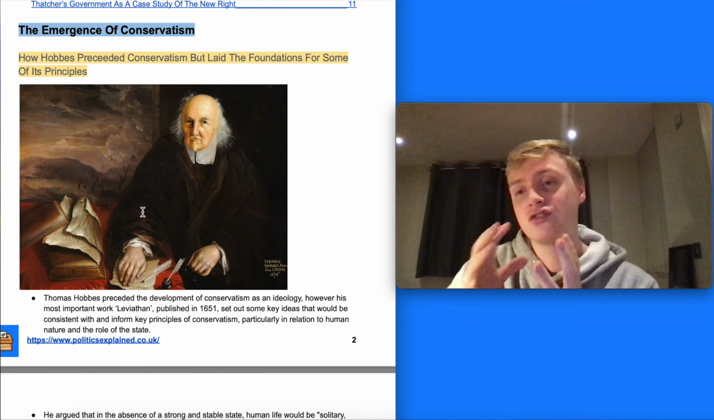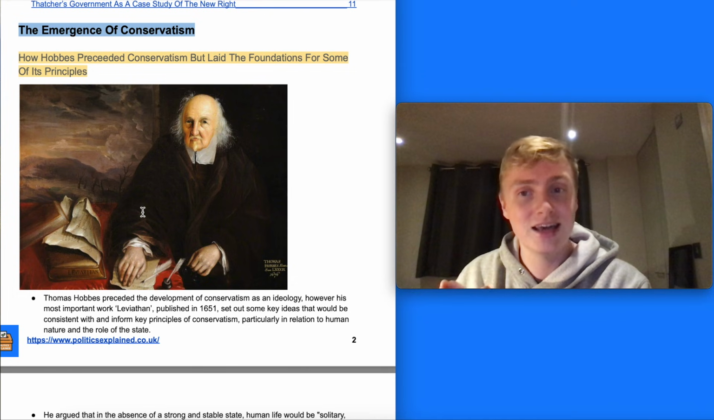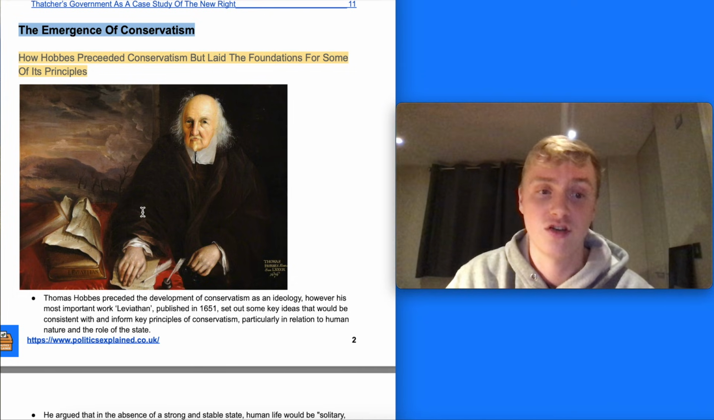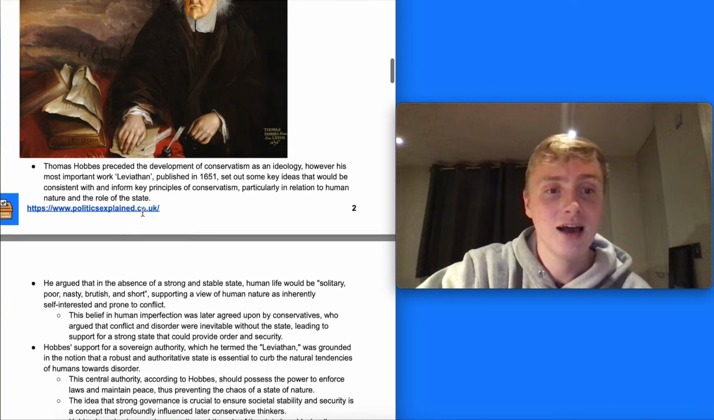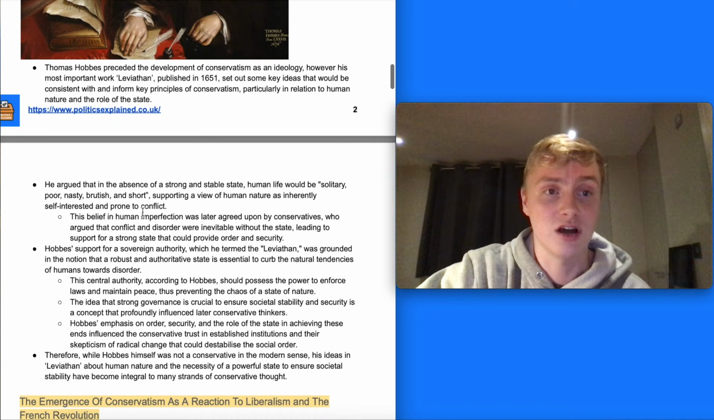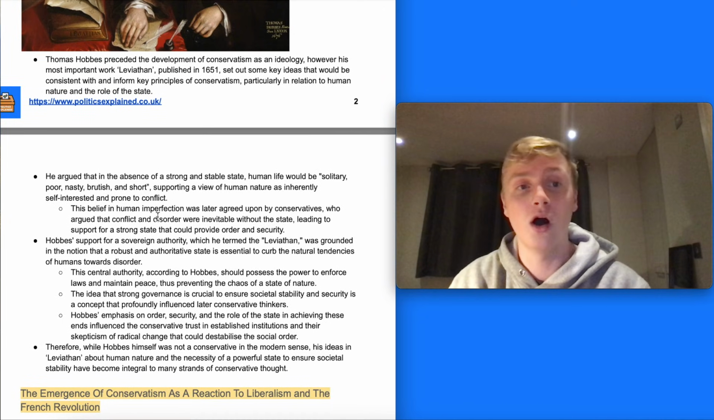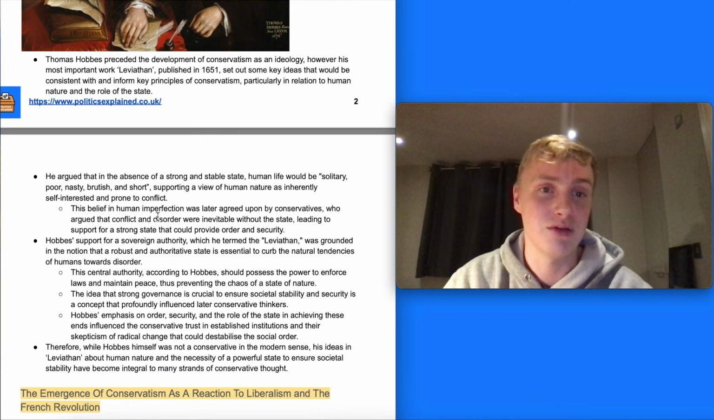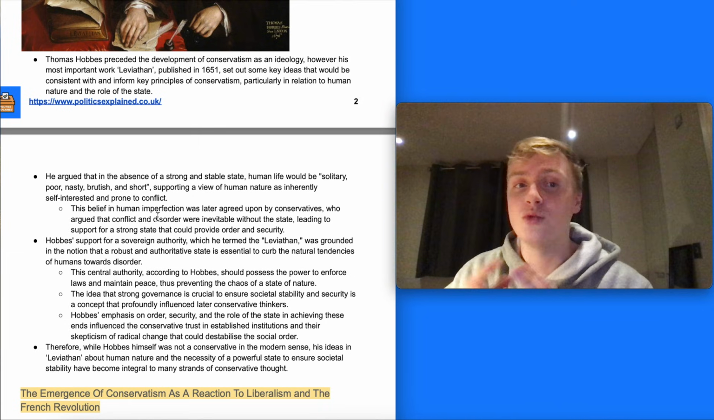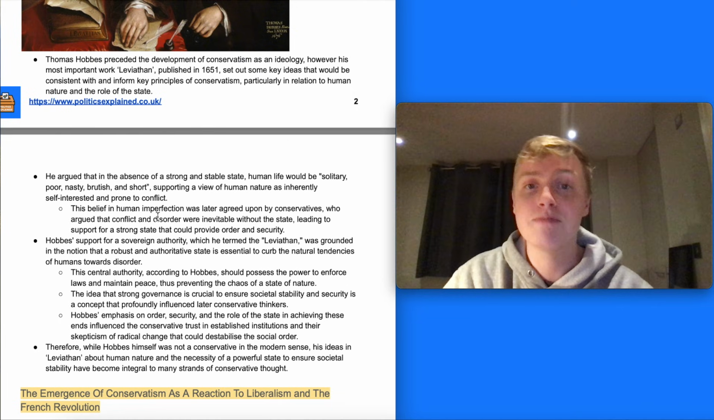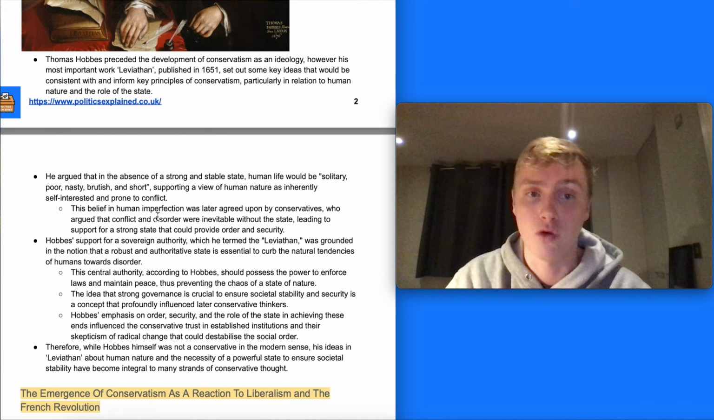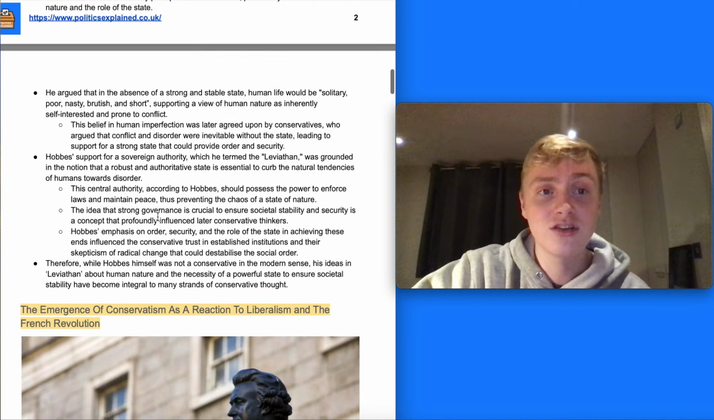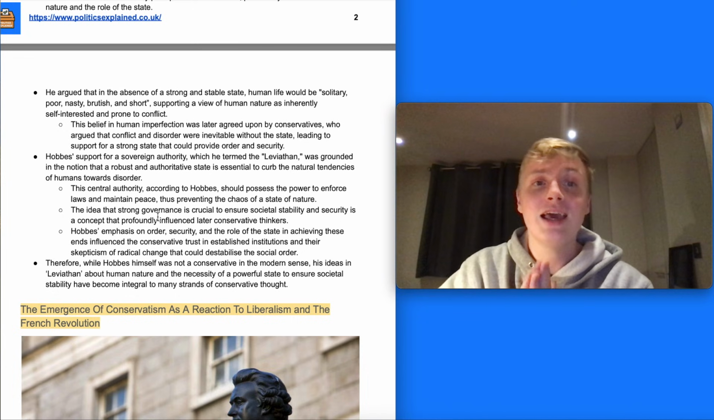And I think if you have to describe him as one strand in your essays, you can describe him as a traditional conservative. So, as I said, he preceded the development of conservatism as an ideology, but his most important work, Leviathan, which if any of you go to university and study politics, you'll definitely be reading, sets out some of the key ideas that will be consistent with conservatism, in particular in relation to human nature and the role of the state.